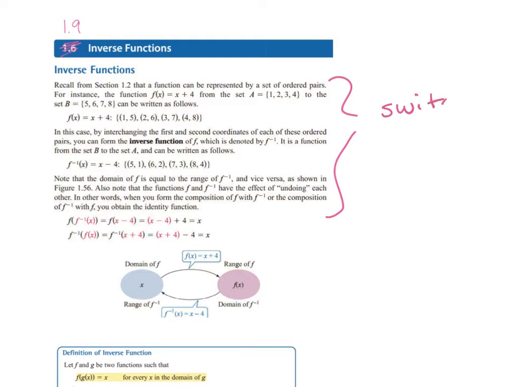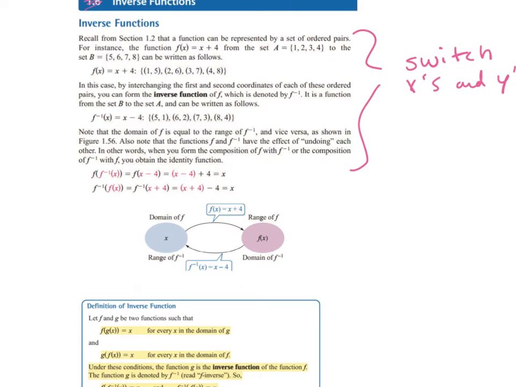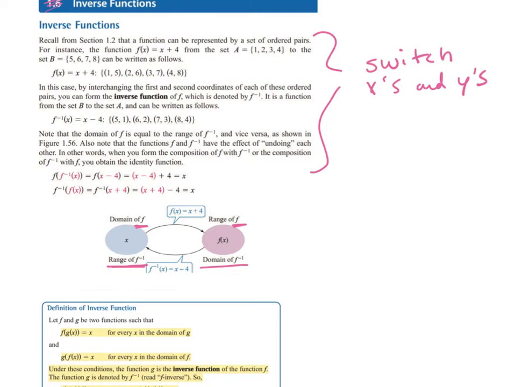We just need to switch the x's and y's. So our domain of f would become the range of the inverse of f. Our range of f would become the domain. So when we switch our x's and y's, our domain and range flip as well. We write the inverse as f negative 1 of x. So this is how we write the inverse.